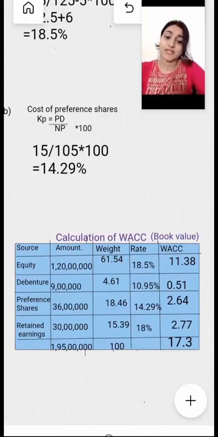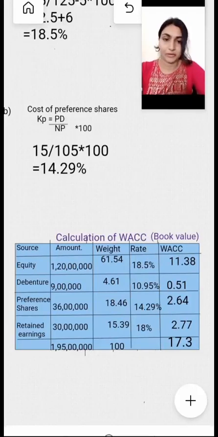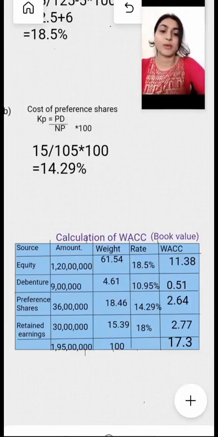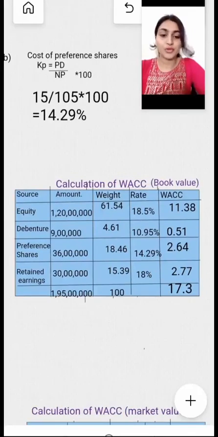Next, rate: just now we calculated the cost of preference shares, cost of equity, cost of debentures, all the rates. So the same rate you should write over here. When you multiply weight into rate, we get the weighted average cost of capital. So 61.54 into 18.5%, when you multiply, we get 11.38. Similarly, we should do for all of them. We'll get the total weighted average cost of capital as 17.3.